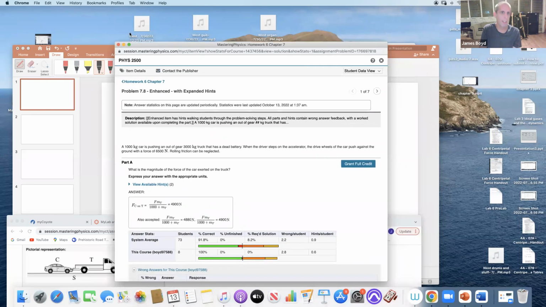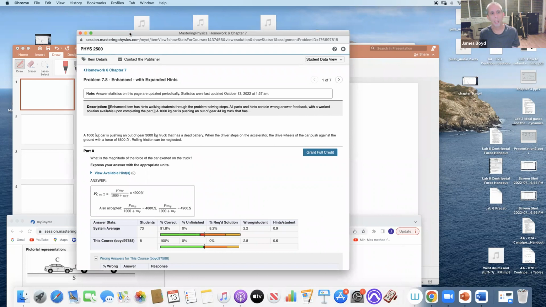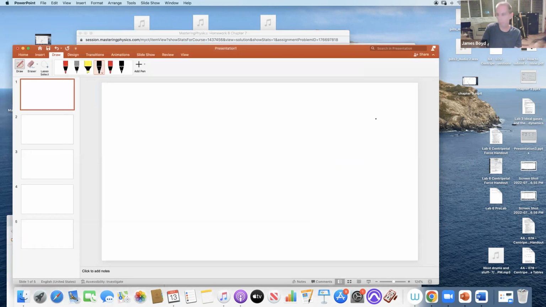So in this first question, we have a 1,000-kilogram car pushing a 3,000-kilogram truck, and they push with a force of 6,500 newtons. Rolling friction can be ignored. However, it's a little bit weird in that we need to figure out what force the car exerts on the truck. That's actually harder than you might think. We have our car and we have our truck, and they're assumed to be touching each other.